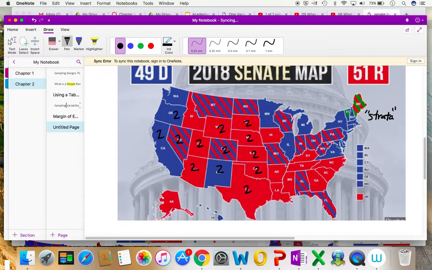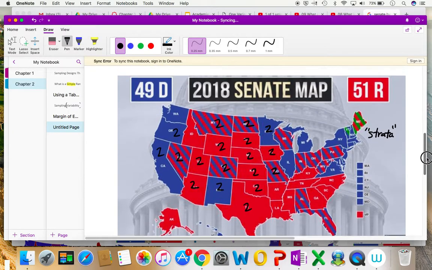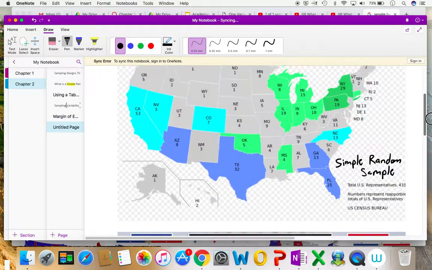See the difference? They're put in groups first. They're grouped according to a certain variable, whether it be their home state, their political party, or their gender. That's another way to do it as well. Put them in groups first, and then you select your sample randomly. So again, when you think of Senate, think of stratified sampling. When you think of House of Representatives, think of a simple random sample.